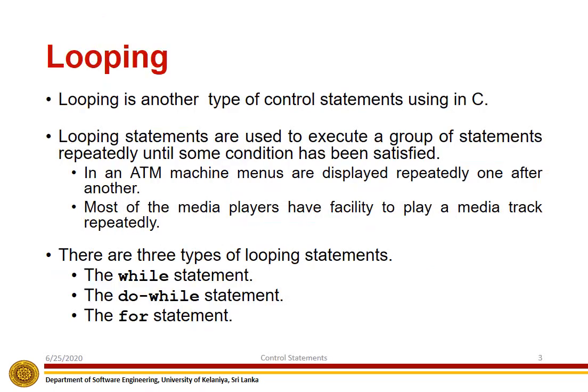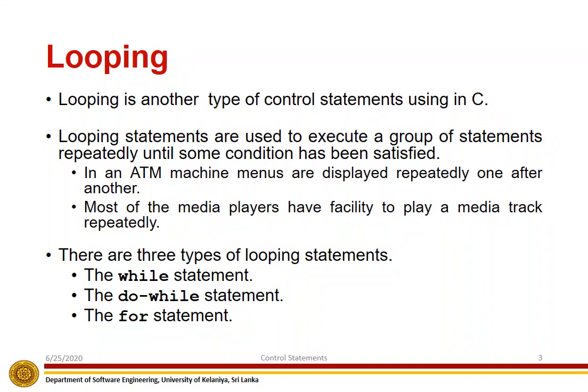Looping is another type of control statement used in the C language. Looping statements are used to execute a group of statements repeatedly until some condition has been satisfied. For example, in an ATM machine, menus are displayed repeatedly one after another until you successfully get your work done. Another example is that most media players have the facility to play a media track repeatedly. Those are examples of looping.